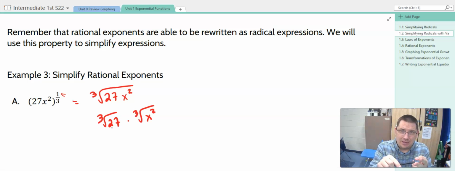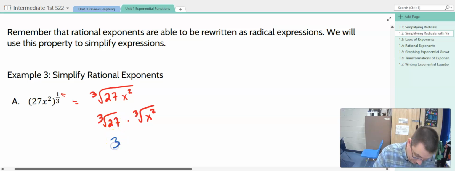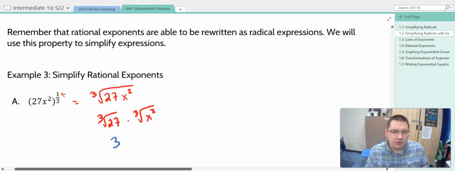Well, the cube root of 27, so what times itself will give us 27? Well, 3 times 3 is 9. 9 times 3 is 27. So the cube root of 27 is 3. And then the cube root of x squared.